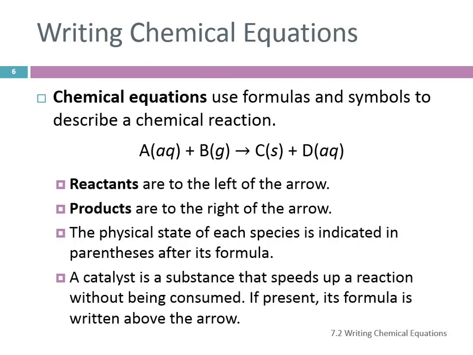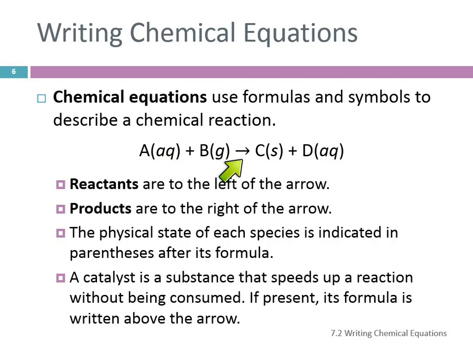Writing chemical equations. A chemical equation is a short, concise description of a chemical reaction. So we use formulas and symbols. Here's an example: A(aq) + B → C + D. There are several things to explain in here.